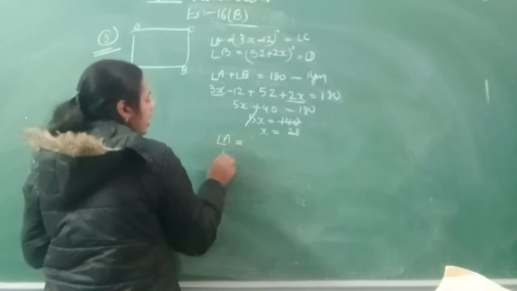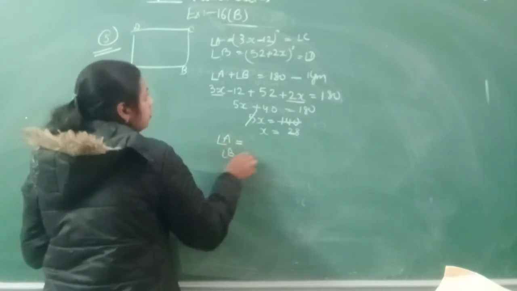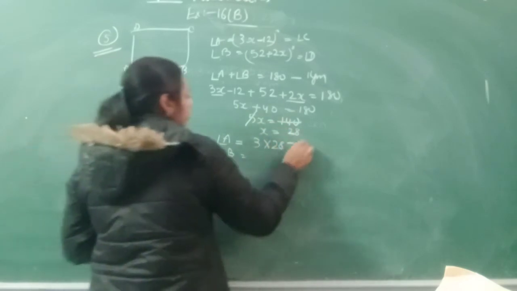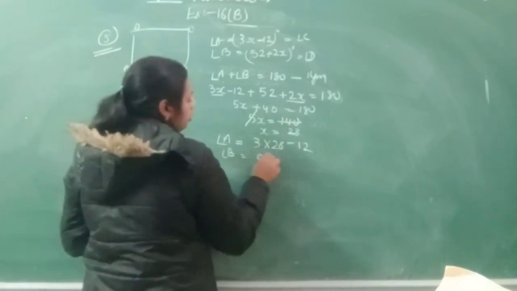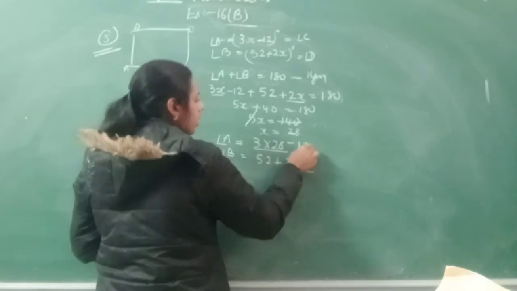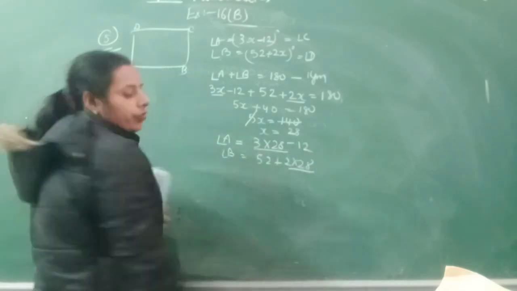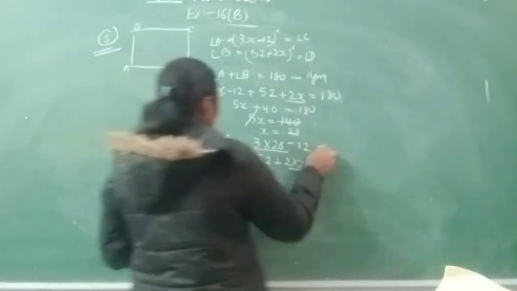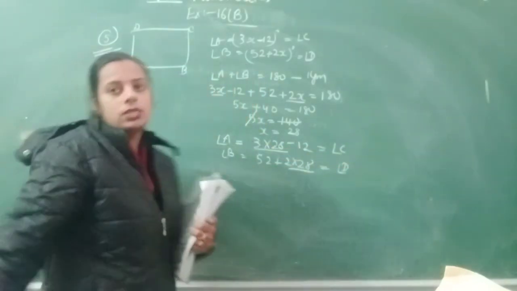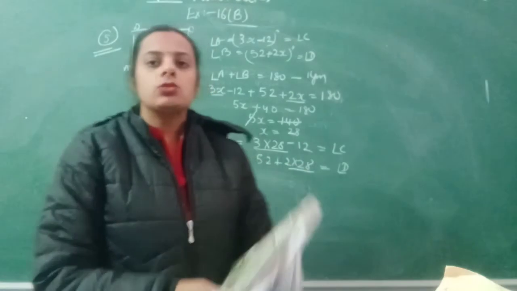Angle A is 3x minus 12, putting in the value of x. Angle B is 52 plus 2 into 28. Multiply these, subtract 12, and add 52 here, and you will get your answer. Just solve it and get your answer in degrees. Come to the next question.